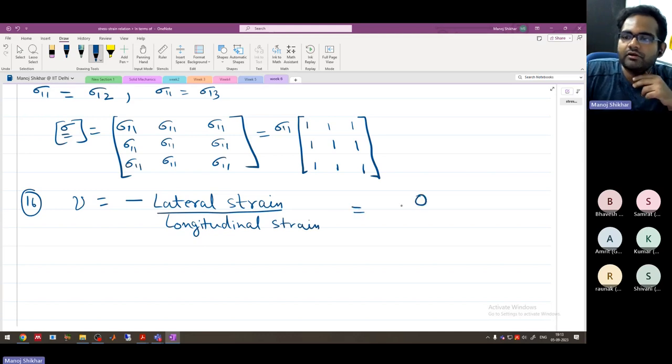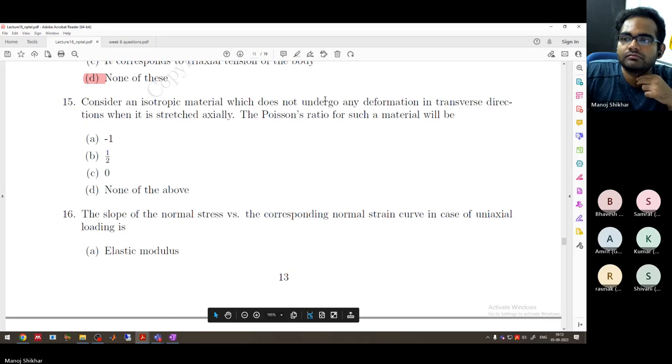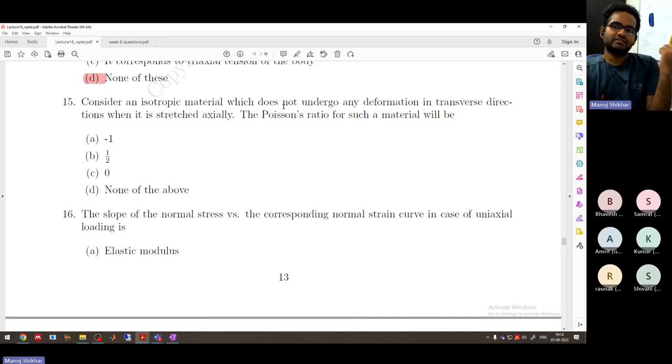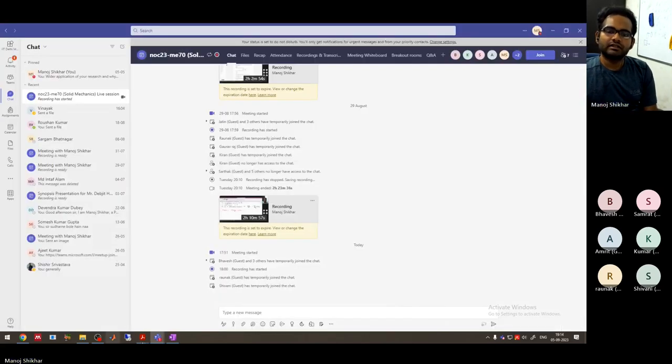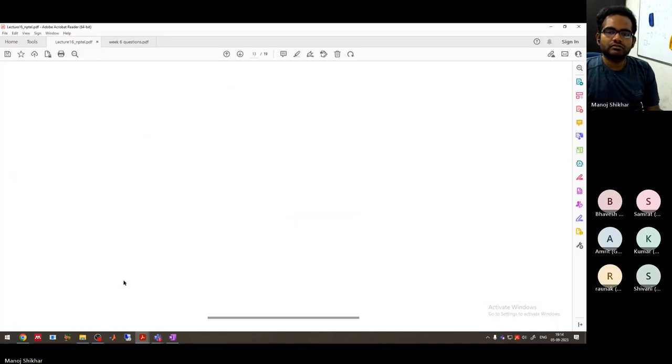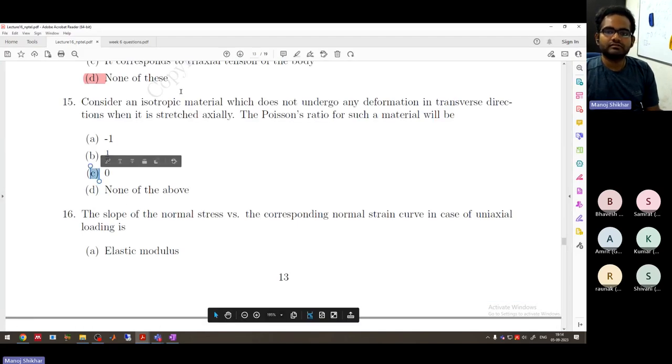So what they're telling is there is no lateral deformation. Suppose we are stretching it in the XX direction, there's no deformation in the YY direction or ZZ direction. So epsilon YY and epsilon ZZ are 0. In that case, mu is 0 by epsilon XX, so this is 0. Hence, option C is correct.